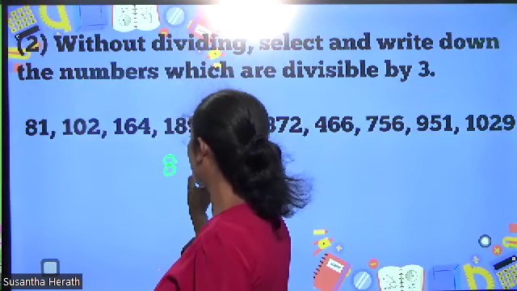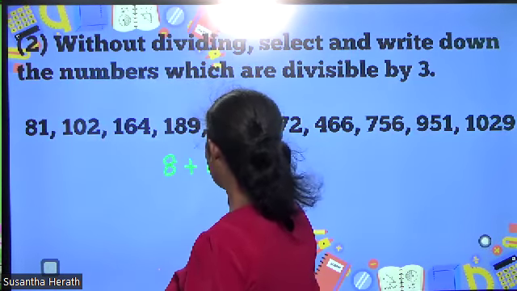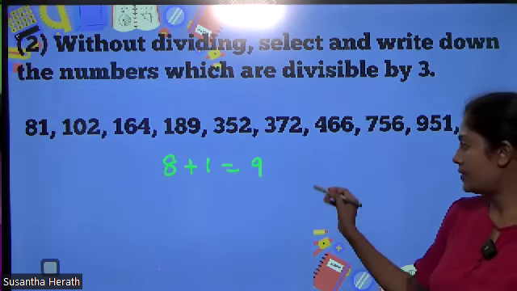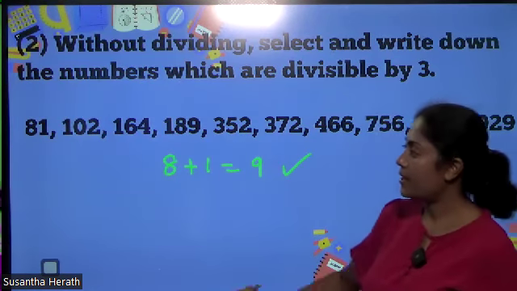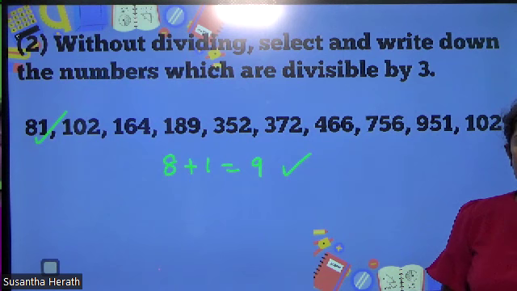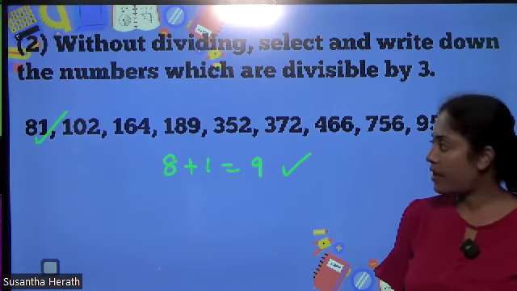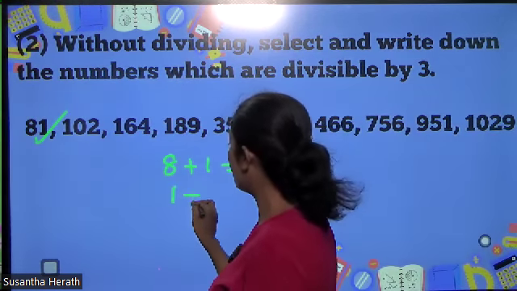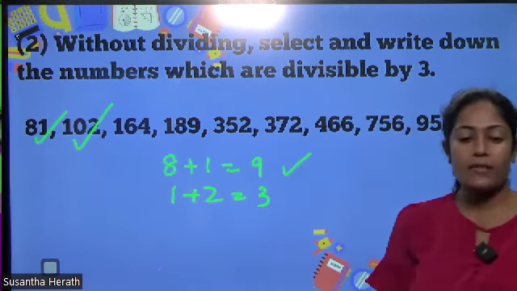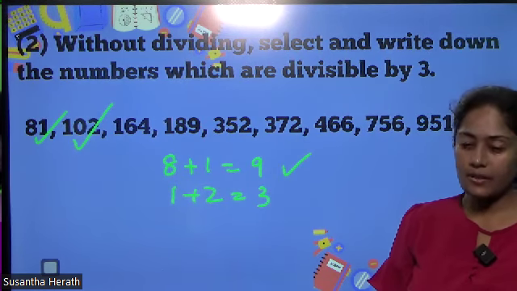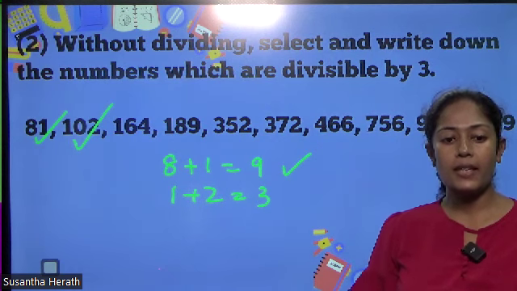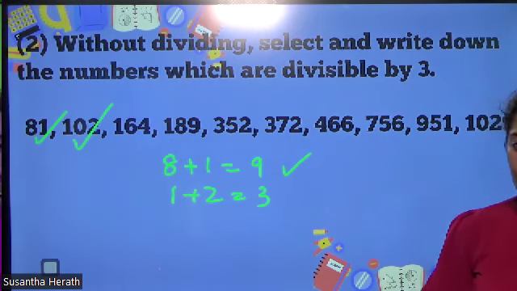81. What is the digital root? 8 plus 1, that is 9. So can we divide 9 by 3? Yes, without remainder we can divide. Then 81 we can divide by 3 without a remainder. Next one, 102. That means 1 plus 2, digital root is 3. Then this one also we can divide by 3 without a remainder. Then 102 is divisible by 3 and 81 is also divisible by 3. Remaining questions are for you.